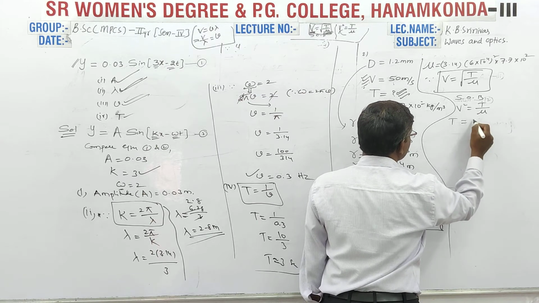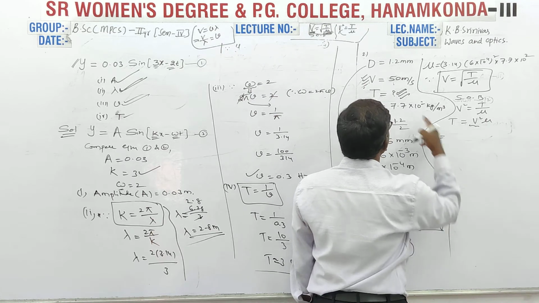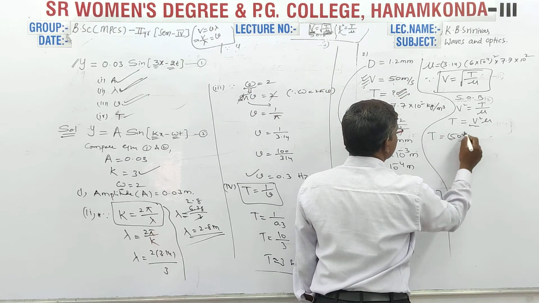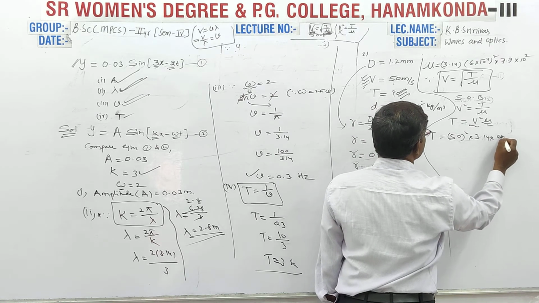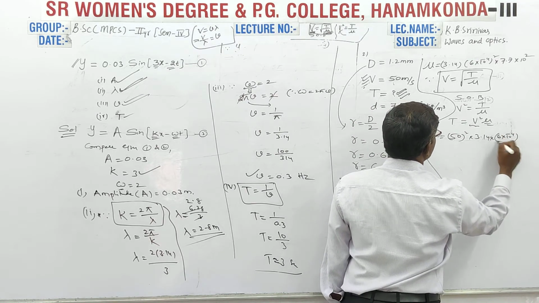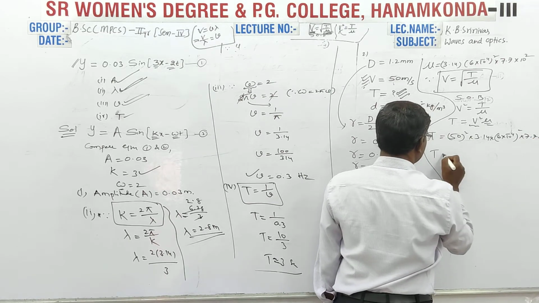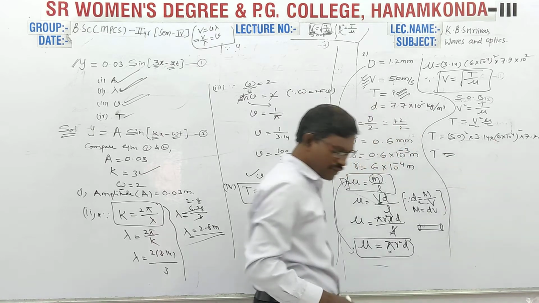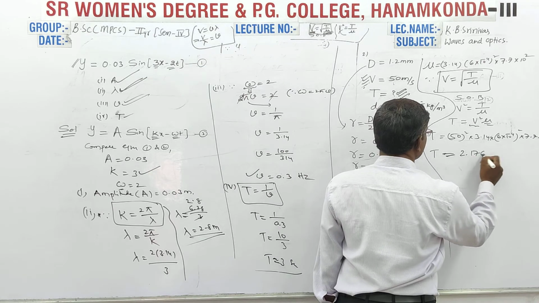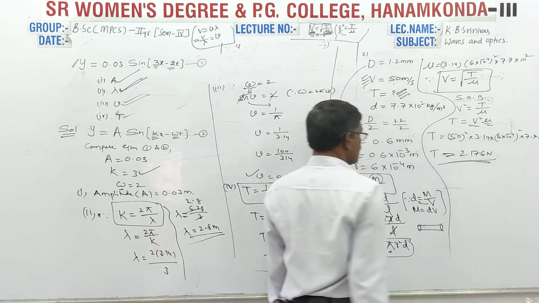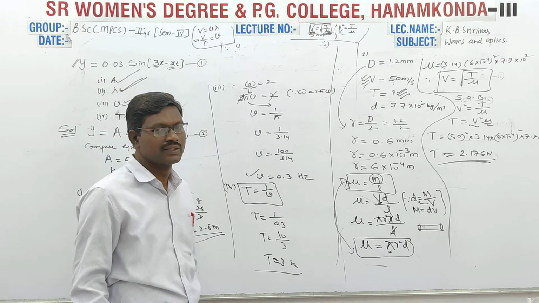So for tension, what is the formula? v square into mu. v value is already given as 50, so it becomes 50 square. Mu value I have just calculated: 3.14 into 6 into 10 to the power of minus 4 whole square into 7.7 into 10 to the power of 2. Just multiply all these values, you will get the answer as some 2.176 newtons. Just use the calculator, calculators are allowed in the annual examination.